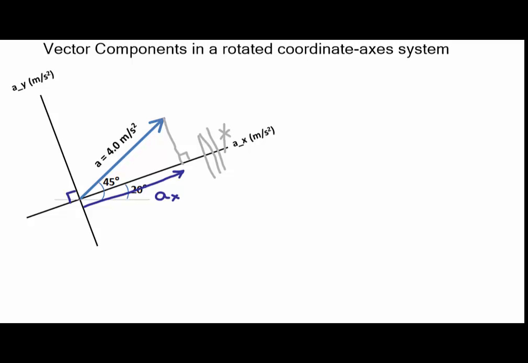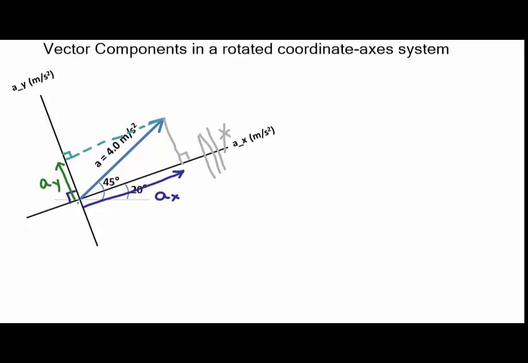Same thing for the y-axis. I start at the tip and go to the y-axis with a line that's perpendicular to it. So that'll look something like this with 90-degree angle over here. So now this would be my y component. So once I have this geometry right, I can solve for the components rather easily.